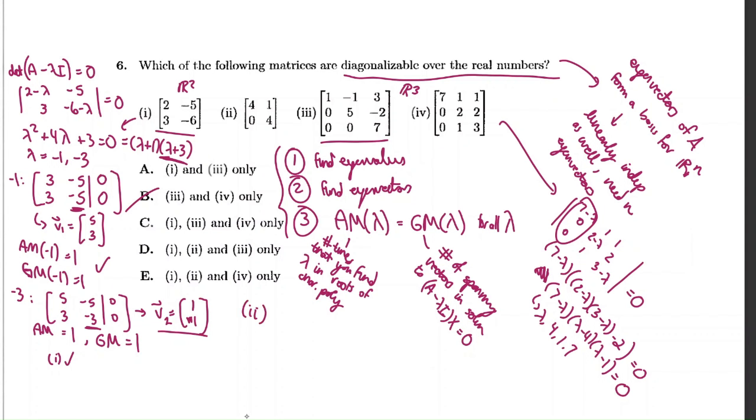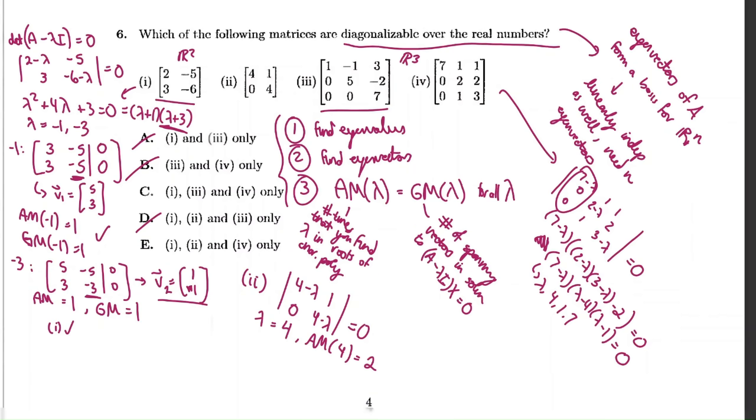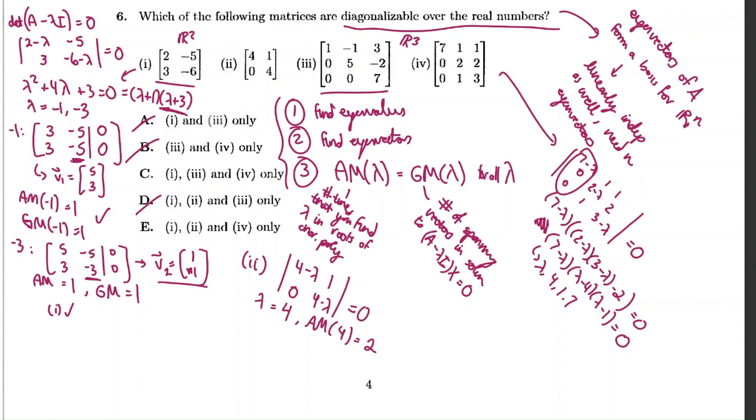So for 2, we know that 4 and 1 are diagonalizable, so we can eliminate this one and this one. So for 2, find the eigenvalues: 4 minus lambda, 1, 0, 4 minus lambda equals 0. So this means our eigenvalue is going to be 4, and it has algebraic multiplicity of 2.